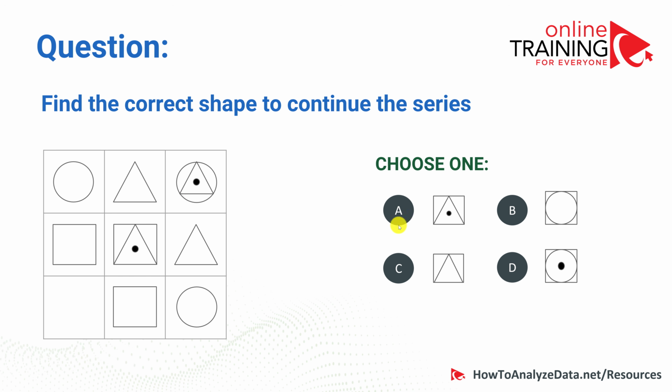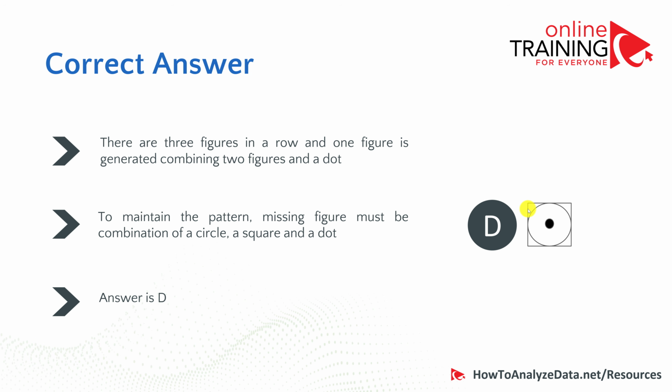Knowing the first pattern, we can exclude choice A, because in the third row we have combination of squares and circles. So the correct choice is D, because it matches all three patterns. We have circle inside of the square, and then we have dot in the middle. So the correct answer is D. Hopefully you've got this one right.